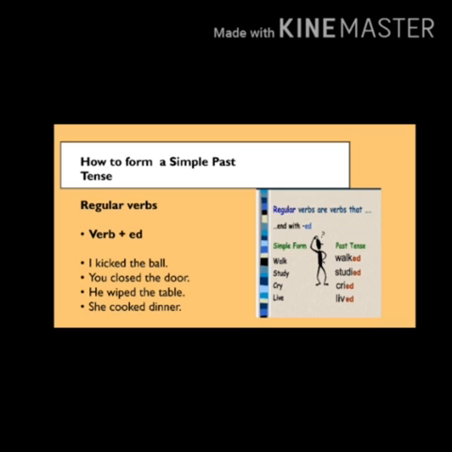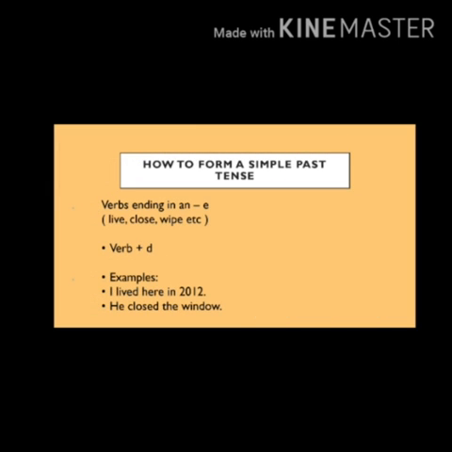Like the word walk will become walked. Study will change to studied. And cry will change to cried. With the verbs ending with E, we add D along with the verb. Example: I lived here in 2012. He closed the window.